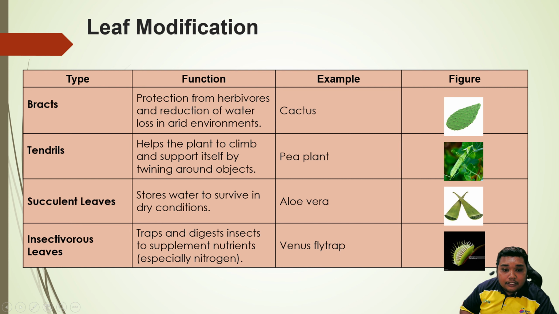Also, lastly, insectivorous leaf. It traps and digests insects to supplement nutrients, especially nitrogen, such as the Venus flytrap. These plants will eat the insects and it will supply nutrients for the plant. So that's all for stem and leaf. Next, I will pass to my other team member to share about flowers, fruit, and seed.